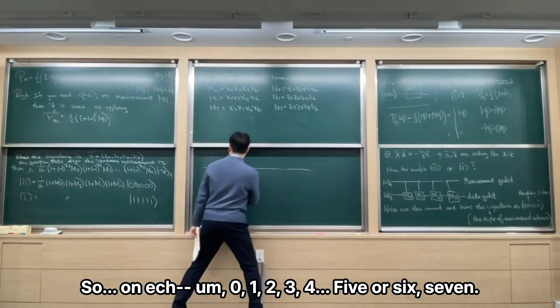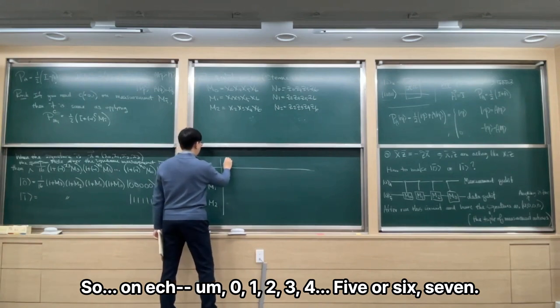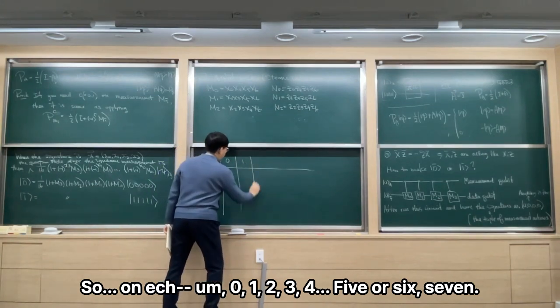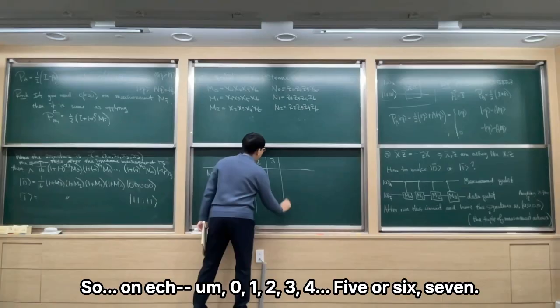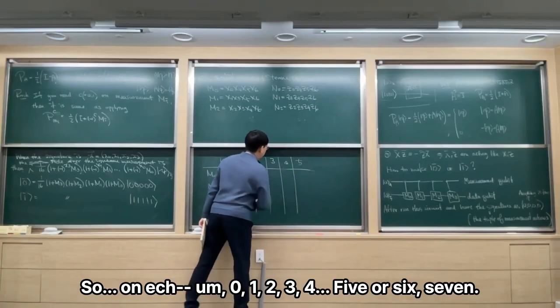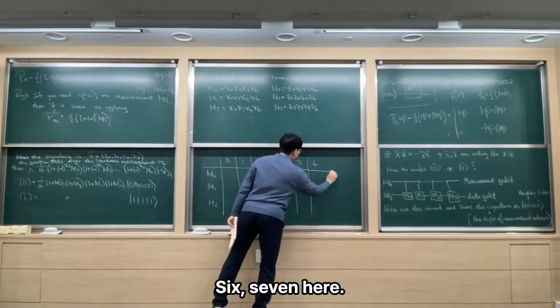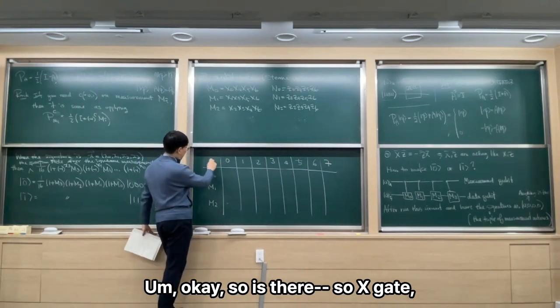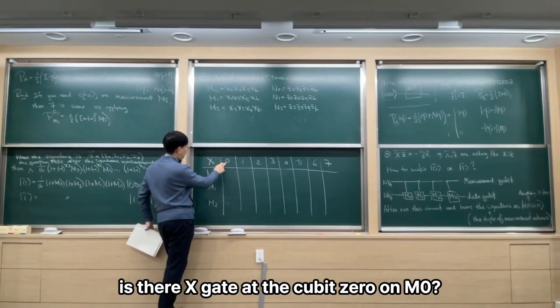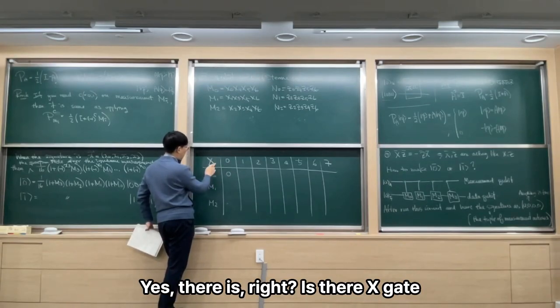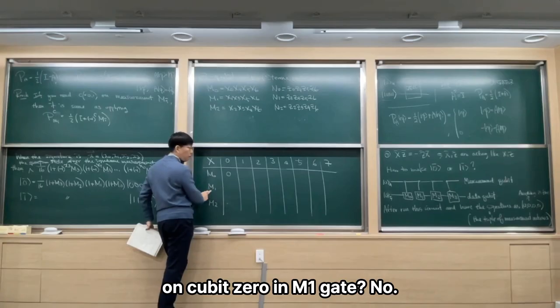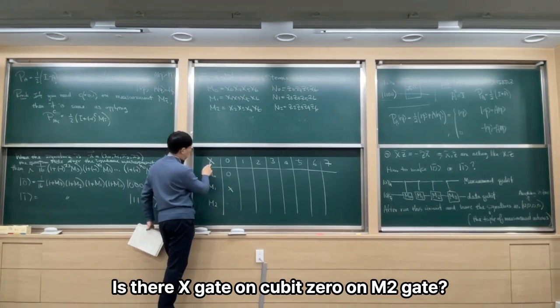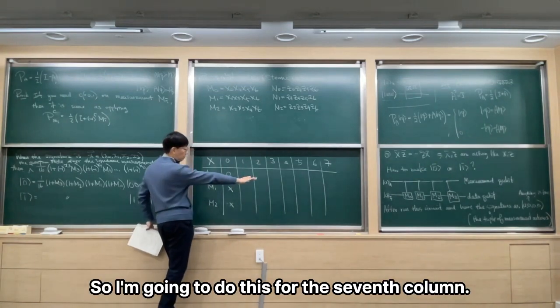On qubits 0, 1, 2, 3, 4, 5, 6. Okay, so is there an X gate at qubit 0 on M0? Yes, there is, right? Is there an X gate on qubit 0 in M1? No. Is there an X gate on qubit 0 in M2? No, right? So I'm going to do this for the 7 columns.